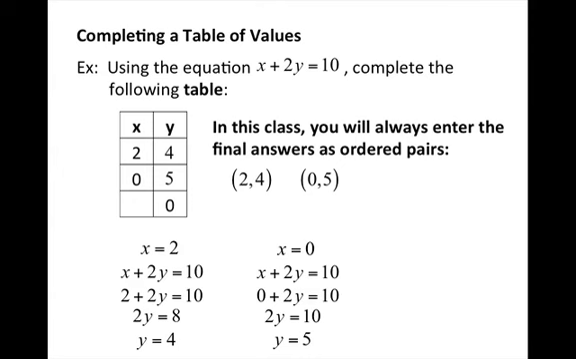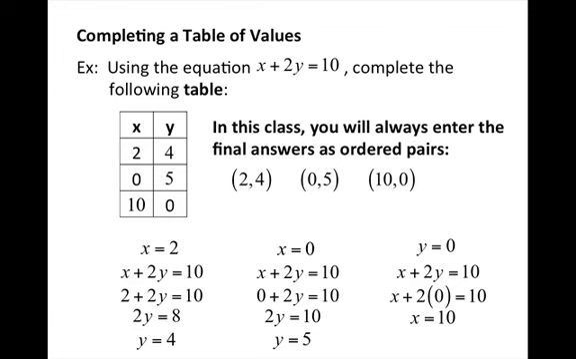And then finally, in the last line of my table, y is 0. So this time I'm looking for x. So I'm going to replace the y with a 0. So I start out with x plus 2y equals 10. If I plug a 0 in for the y, I get x plus 2 times 0 equals 10. And 2 times 0 is just 0, so I end up with x plus 0, or just x, equals 10. So the x was a 10 and the y was a 0, so that gives me the ordered pair (10, 0).